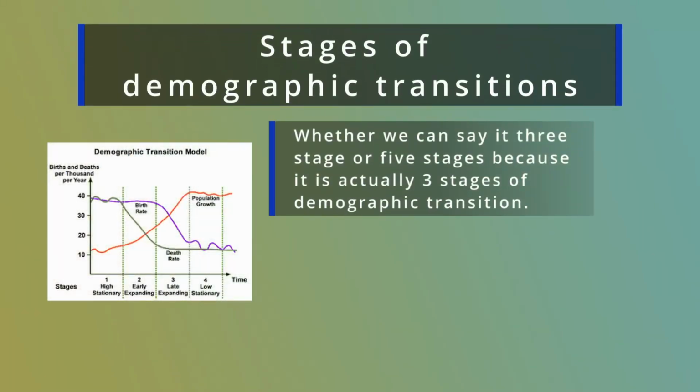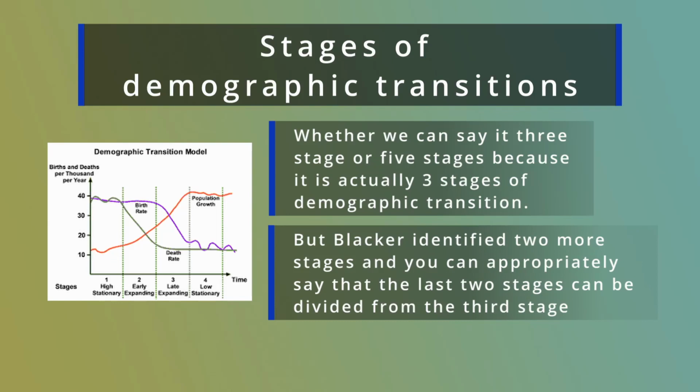We are at the tail end of our discussion of 3 stages of demographic transition. After discussion, I put this question to all my students: whether we can say it is 3 stages or 5 stages, because it is actually 3 stages of demographic transition, but Blaker identified 2 more stages, and you can appropriately say that the last 2 stages can be divided from the 3rd stage, because how we are getting stability in the population is not discussed by that school of thought of demographers who said that there are only 3 stages of demographic transition. However, Blaker identified that stability comes after stationarity and then by a declining growth rate.